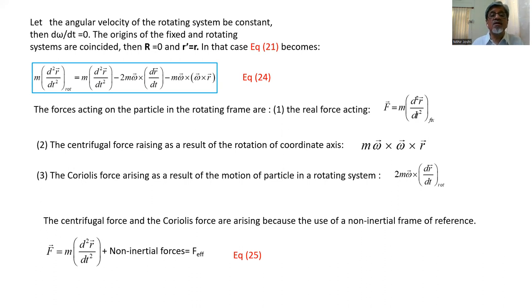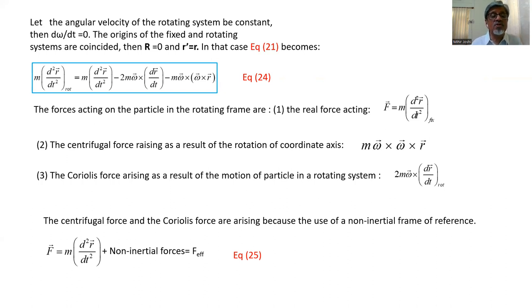The forces acting on the particle in the rotating frame are described as follows. Number one, the real force acting, that is F equal to m d2r by dt square fixed. That is the first term on the right-hand side. Second, the centrifugal force arising as a result of rotation of the coordinate system, that is m omega cross (omega cross r), the last term of equation 24. And the Coriolis force arising as a result of motion of a particle in a rotating system, that is 2m omega cross dr by dt rotation. So if a particle is moving in a rotating frame of reference, then Coriolis force arises. The first term and the last term are automatic, but the middle term is the Coriolis force, which is due to the motion of a particle in a rotating system.